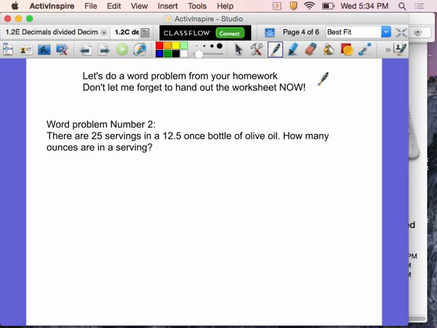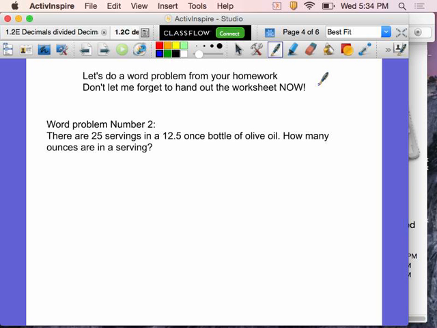So there are 25 servings in a 12.5 ounce bottle of olive oil. How many ounces are in a serving? This is a hard one to read because if you don't know about servings and stuff like that, this might be confusing for you. Remember, on the back of any bottle or anything, there's a nutrition label.